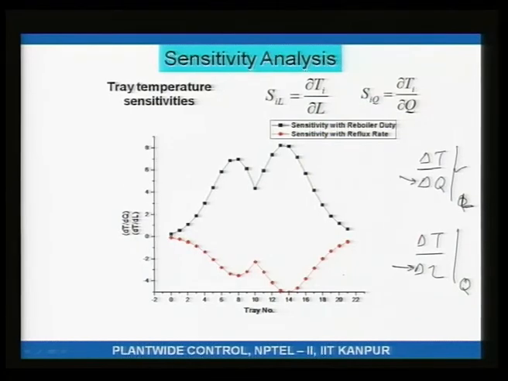If you plot the sensitivities, I know time is up, but nevertheless, tape can run for 40 minutes. So, we will continue. I will finish this topic.